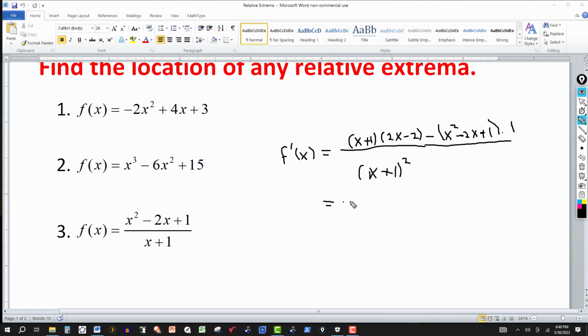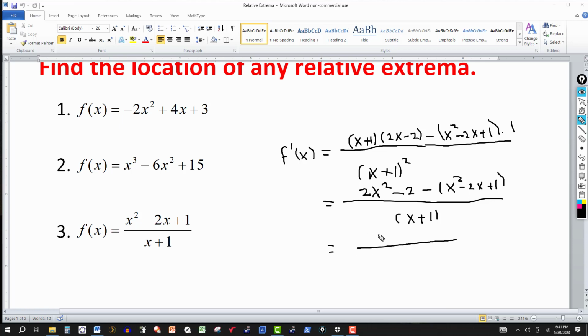So then we'll go ahead and simplify. So multiply x plus 1 and 2x minus 2, and that'll give us 2x squared minus 2. And then we have minus, in parentheses, x squared minus 2x plus 1. And if you simplify that, multiply out and combine, this is going to give us x squared plus 2x minus 3. And this should be a square here, x plus 1 squared here.